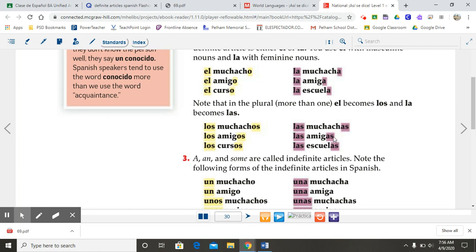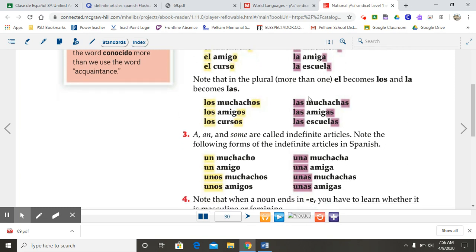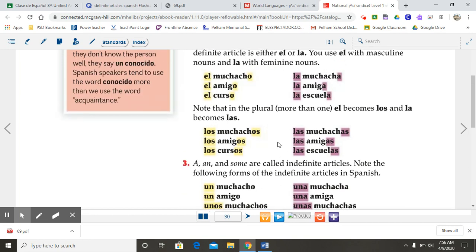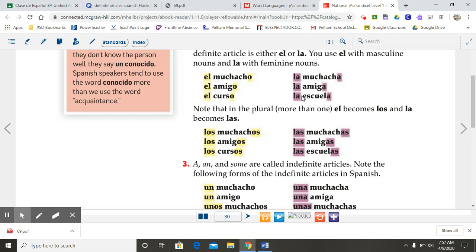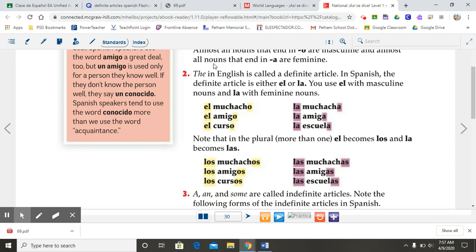Now let's look at the feminine way of saying these words. You have muchachas, which is girls, amigas, friends, and escuelas, schools. Las muchachas, las amigas, las escuelas. All right, if you need to go back, you can always pause the video, rewind it, practice a little more, all right? Basically, these four, el, la, los, and las, four different ways to say the word the.